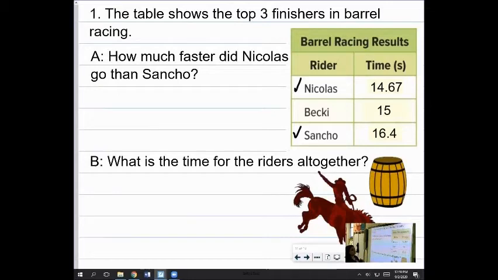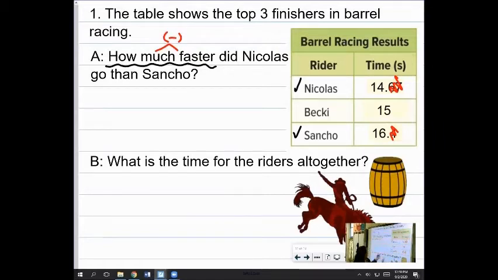So Nick won by how much? How much faster? We're trying to find the difference between them. What is the difference between those two? So we're going to use subtraction. Now you're going to go, okay, which one should go on top? Well, if we do like we did before, this is like 14 and this is 16. So we can't have a negative, right?